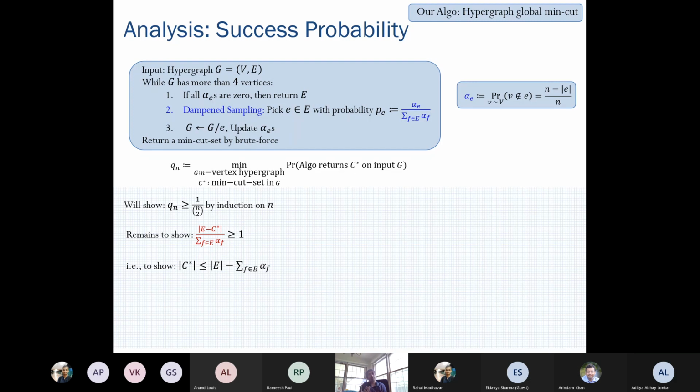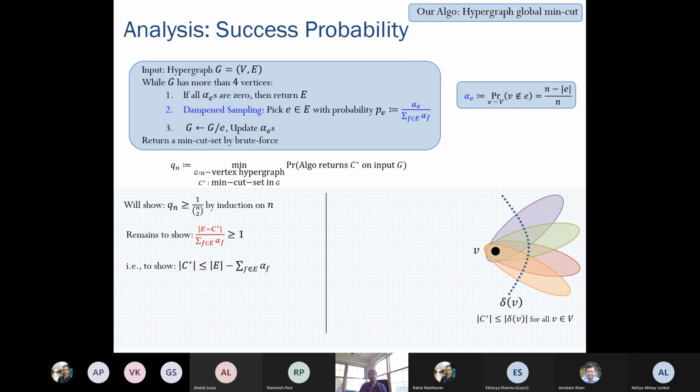To show an upper bound on a minimization problem, we show a feasible solution. Its value will be an upper bound on the value of the minimization problem. So what is a feasible solution? Well, the natural feasible solution is to look at a vertex V and look at all hyperedges incident to that vertex V. I'll call these delta V. These are all hyperedges which contain that vertex V. Now, if you delete all these hyperedges, then you've disconnected the hypergraph. So this is a feasible cut. Whereas C star is a min cut, so the size of a min cut should be at most the size of a feasible cut, and this should hold for every vertex V.